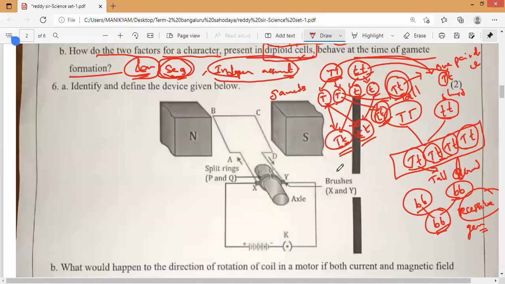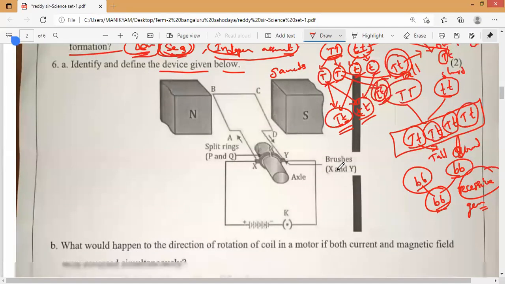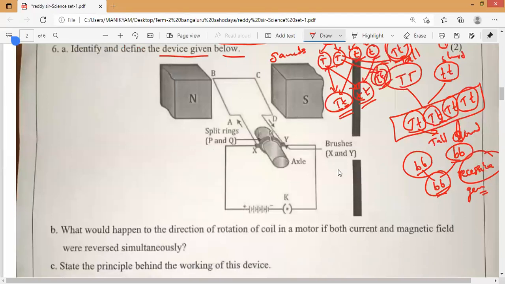Okay. Next, coming to physics, which we studied recently. Identify and define the device given below. What is this device, guys? Anybody? What is this device, Ra? Electric motor. Okay, so that is what it is. It is an electric motor.